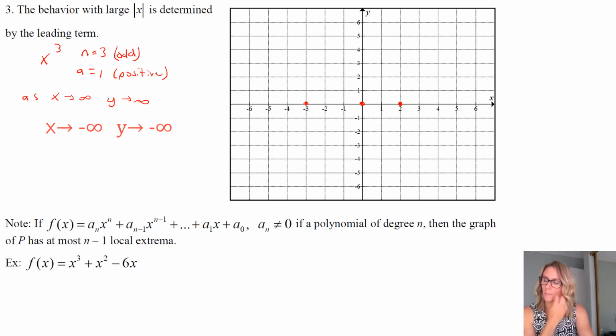And that actually tells us something about our function already, because it tells us that we must head towards negative infinity as x is going towards negative infinity, and we must head to positive infinity as x heads towards positive infinity. So we actually already have this idea of what our graph looks like, and we just need to fill in that little middle part.